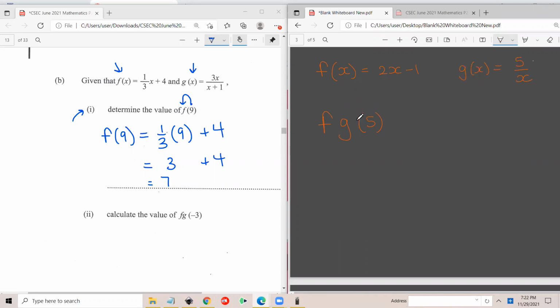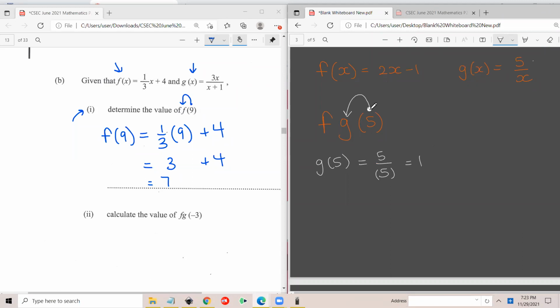You always work backwards. What you have to do is put 5 into G. Forget about the F for the time being. So you think you all could do that for me? You're going to put 5 into G and tell me what answer you get. Put 5 into G. You're going to get 1, right? Because you're replacing the x here with what? 5. So G5 will give you 1.